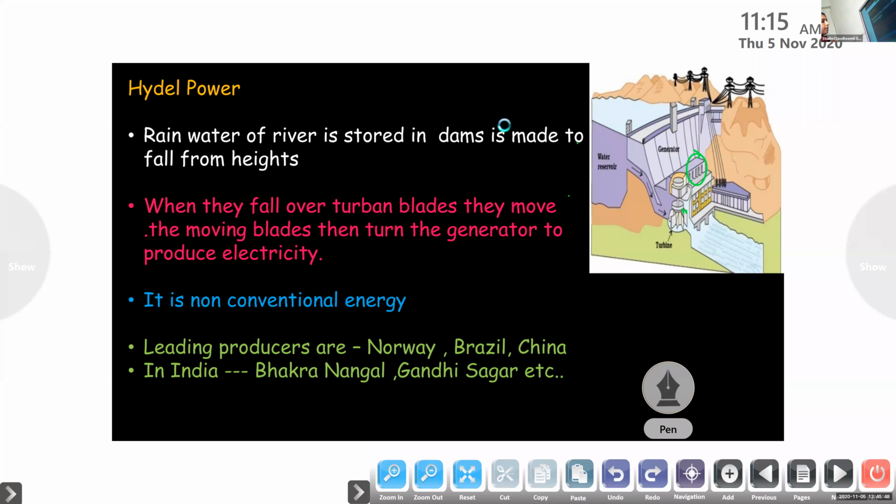And the leading producers of hydroelectricity or hydropower are Norway, Brazil, and China. In India, we have many projects: Bhakra Nangal, Gandhi Sagar, Nagarjuna Sagar, then Damodar Valley. Then find out the names of hydroelectric projects in Kerala.